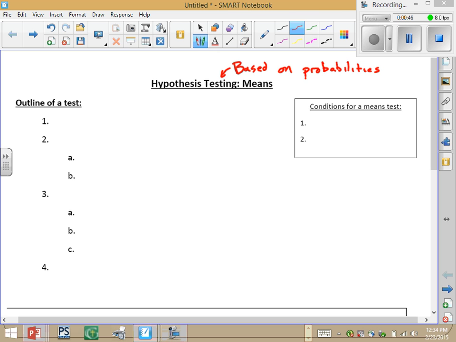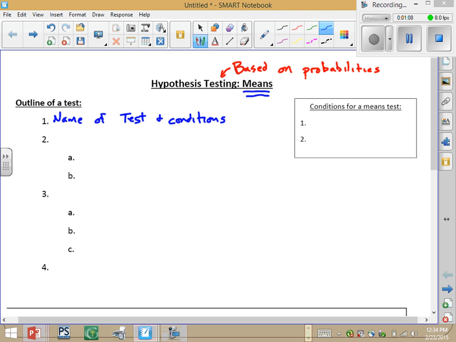So the first thing you're going to do when you start doing these tests is write the name of the test and the conditions. Right? We did this with intervals. You wrote down, oh, this is a 2-prop z interval. This is a 1-sample z interval. This is a 2-sample t interval. You wrote that down, and then we came over here to conditions.